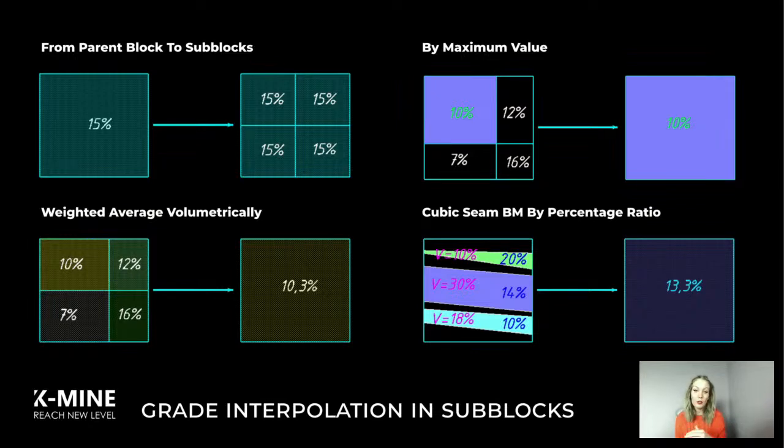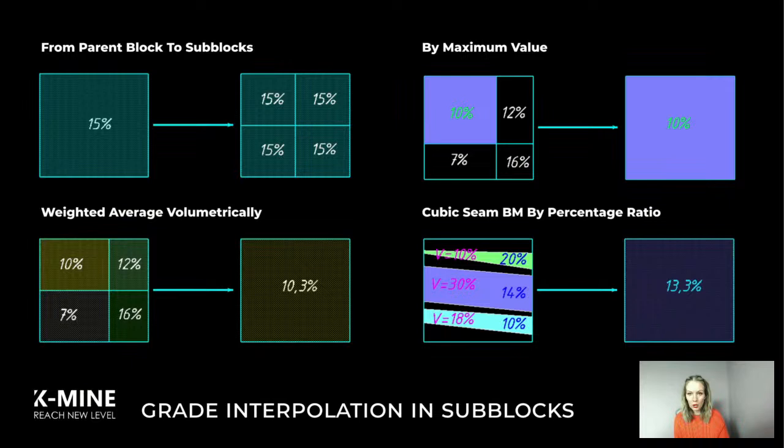Conversely, if there is a need to increase the block size, attribute values can be recalculated using one of three formulas: weighted average by volume, weighted average by tonnage, or maximum value assignment. This is where we assign the value of the original sub-block that occupies the largest volume within the new larger block.